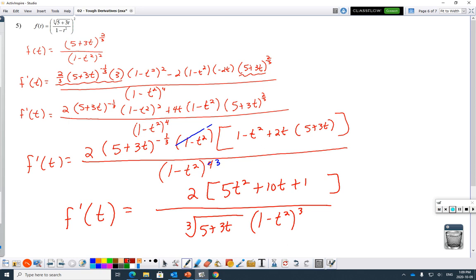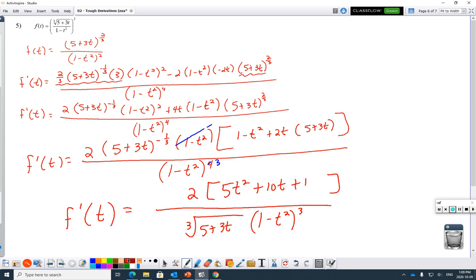Second and the third line. Here to here. Here to here. All I did was look for a common factor. I saw the 2 and the 4t, so I took a 2. I saw 5 plus 3t, and I took the lower exponent. And then I saw the 1 minus t squared, and I took the lower exponent. Okay with how I chose that?